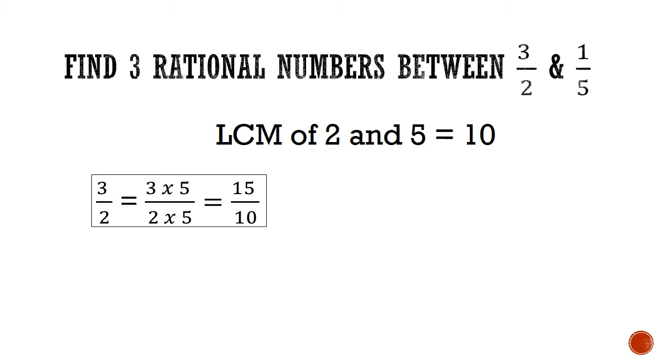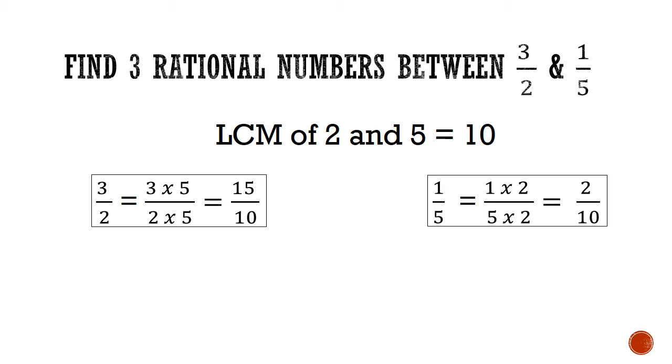Okay. And now what is the next number in the equation? It is 1 by 5. That also you have to convert into a rational number with denominator 10. LCM of 2 and 5 is 10, isn't it? So 5 into 2 is 10. So numerator and denominator you have to multiply by 2. You will get 2 by 10.